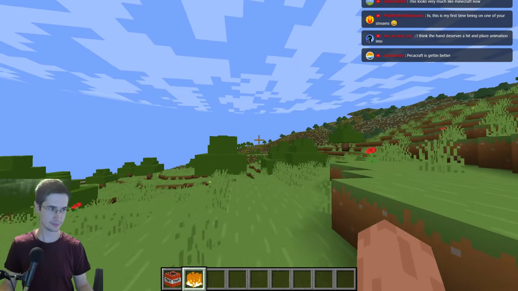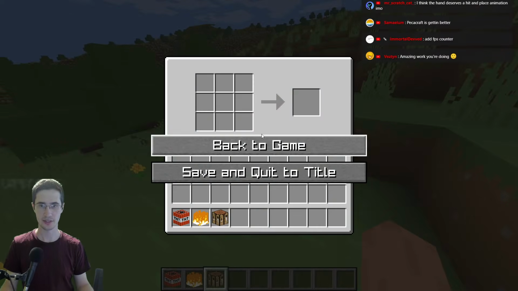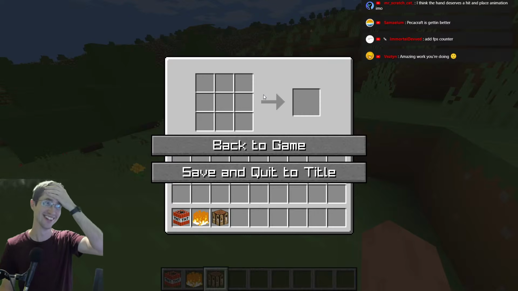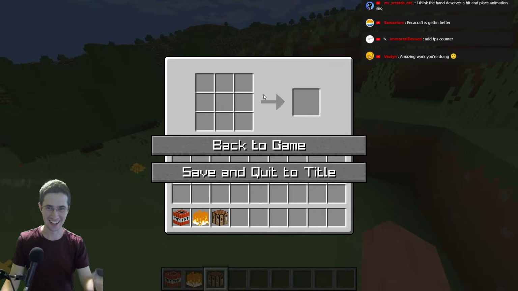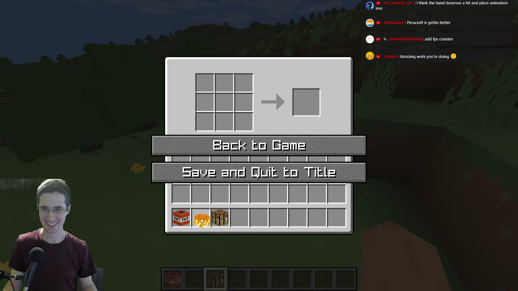We also have a crafting table. Bro. We have a crafting table, but I don't know why I broke it. Okay, guys, we broke the crafting table.